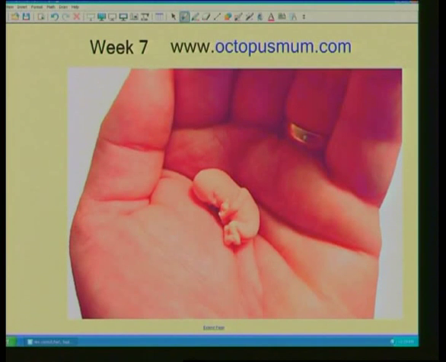7 weeks. And the reason I put this picture in from octopusmom.com, it's also a lovely website, is to show you at 7 weeks, that's the size of the baby. And it's sitting inside your uterus. And it's got little legs and little toes even. And it's got little arms and eyes and a little nose, although it's got a very funny shaped head, but it's a human being at that point.